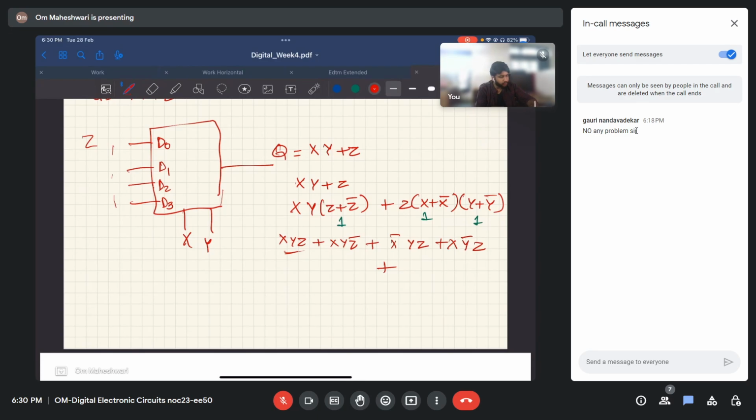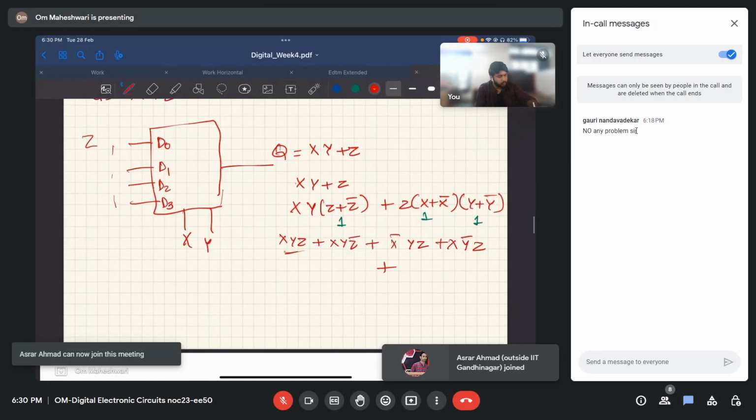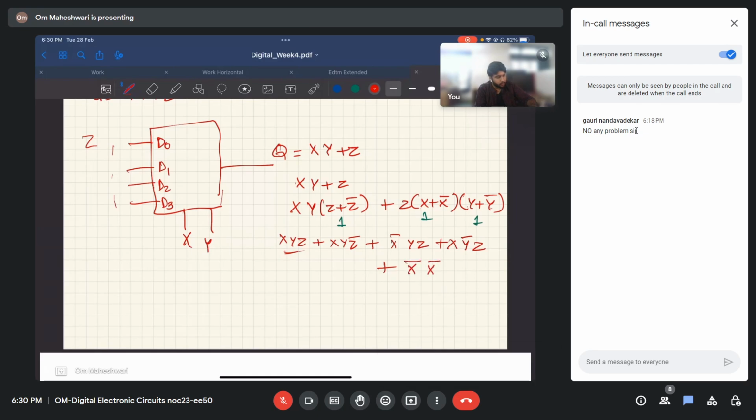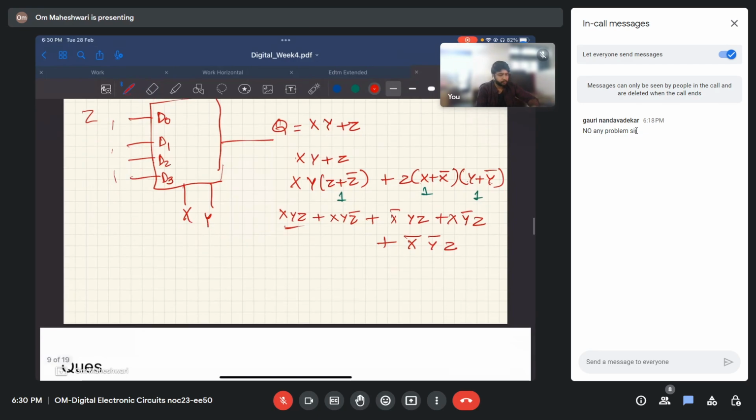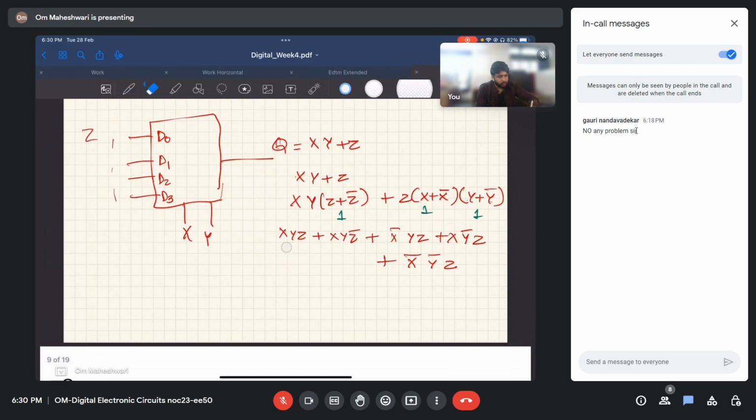Let me see all the combinations if they are done. X, Y, Z, X bar. Okay, one is left: X bar, Y bar, and Z. Okay. So what are these now?